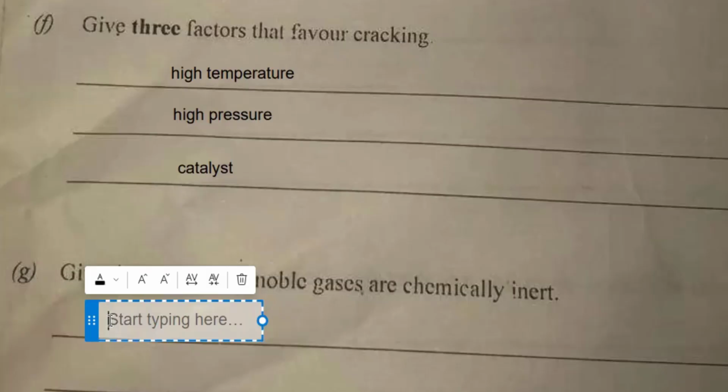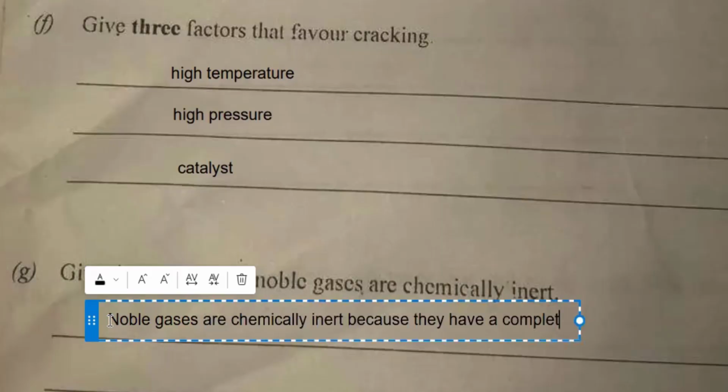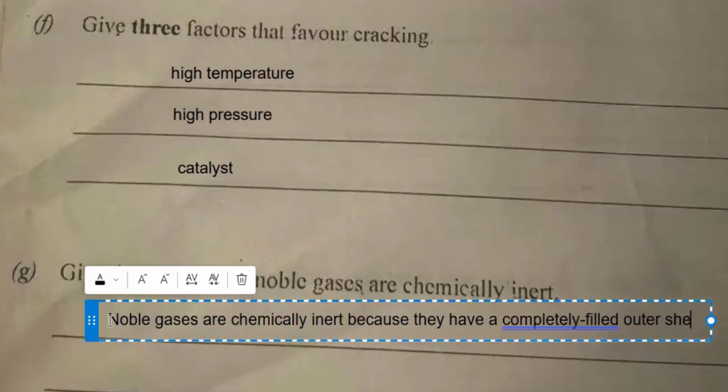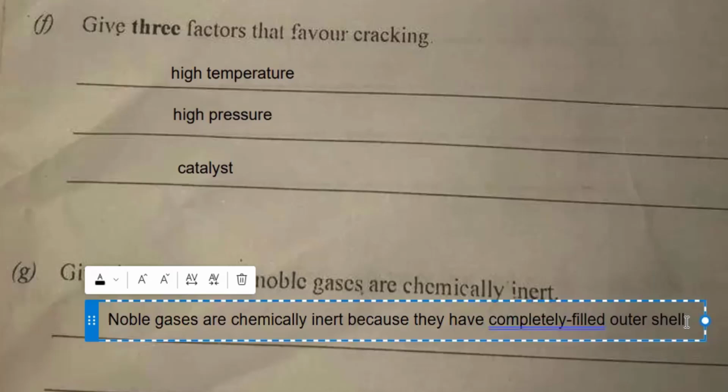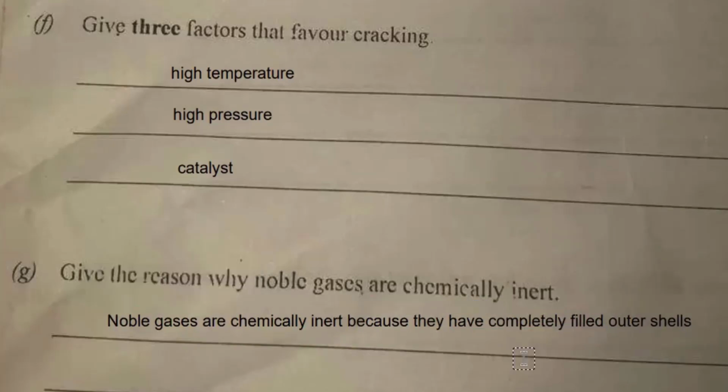All right. So give reason why noble gases are chemically inert. Noble gases are chemically inert because they have a completely filled outer shell. So they have completely filled outer shells.